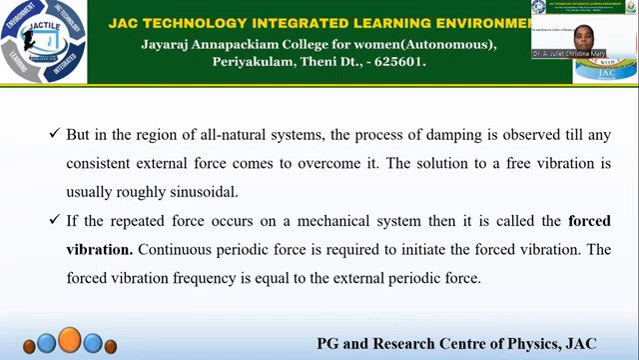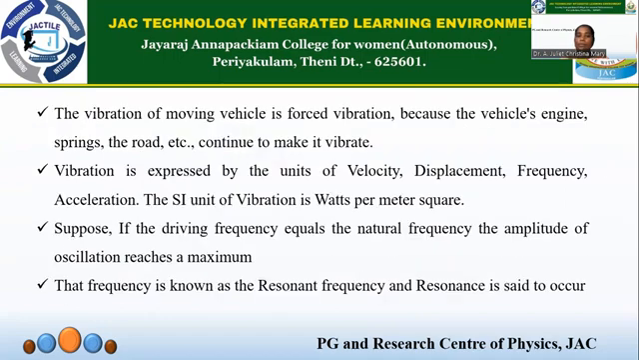Suppose a repeated force acts on a mechanical system, then it is called a forced vibration. This is the second kind of vibration. Herein, a continuous periodic force is required to initiate the forced vibration. The forced vibration is equal to the external periodic force. The vibration of a moving vehicle is an example of forced vibration because the vehicle, the spring, and the road, etc. continue to make it vibrate.